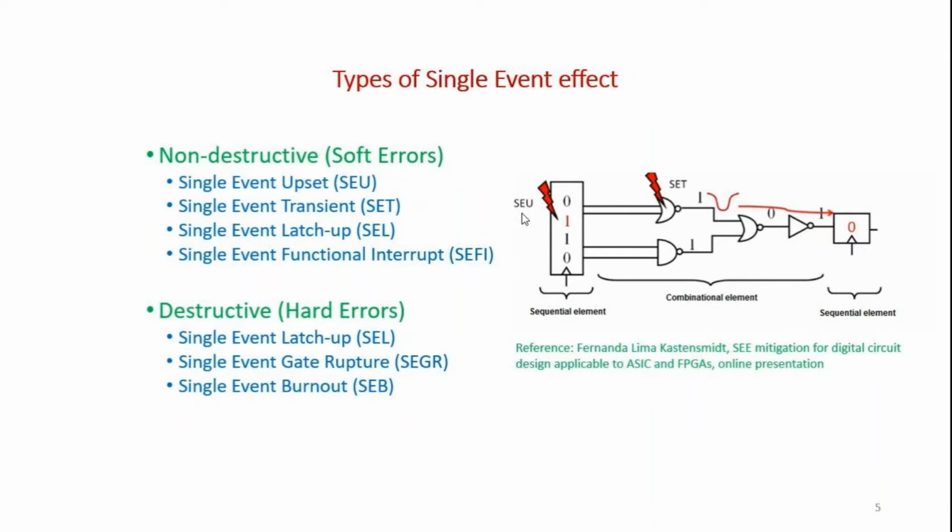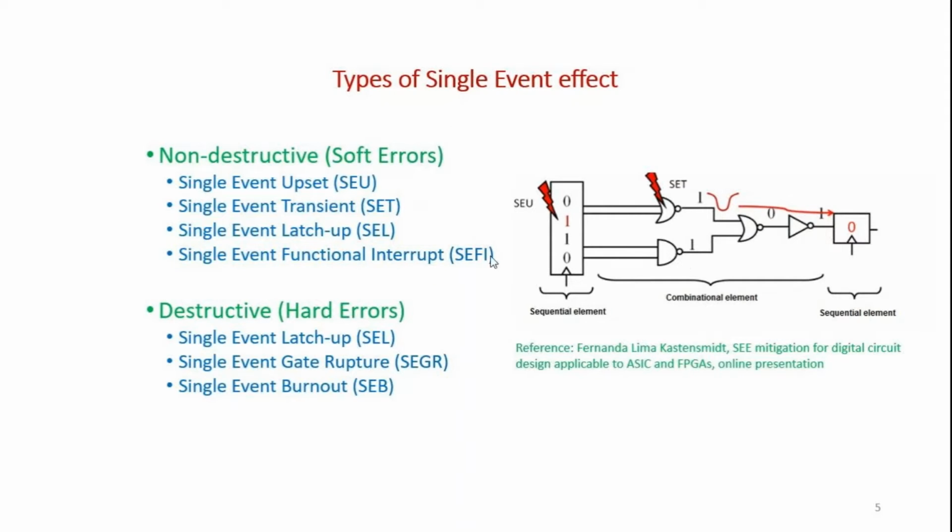Now, a little bit about the types of single event effects. There are non-destructive or soft errors, for example, single event upset, single event transient, single event latch-up, and single event functional interrupt. So here you can see, for example, the SEU, the single event upset. A charged particle has hit the particular cell and has flipped the state from 0 to 1.